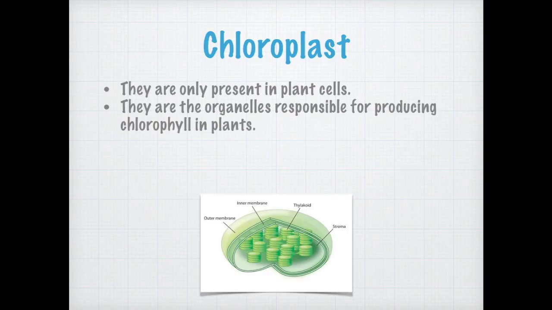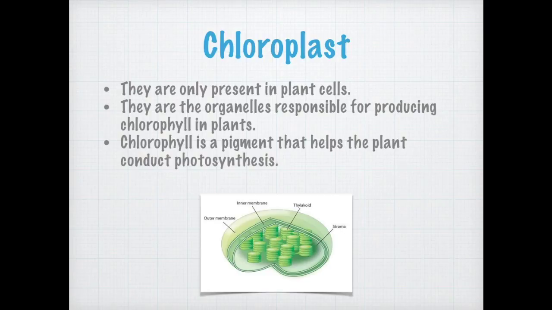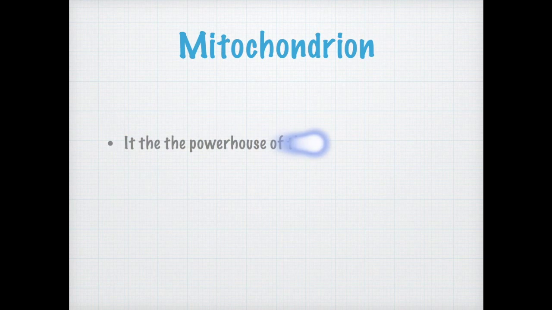This organelle is responsible for producing chlorophyll in plants, and chlorophyll is a green pigment that helps in the process of photosynthesis. You should have known about photosynthesis by now, and if you don't, we are going to discuss that in another video. It is basically how a plant makes its own food. You know, plants don't eat foreign food, they make their own food. Okay, chlorophyll is a pigment that helps the plant conduct photosynthesis.